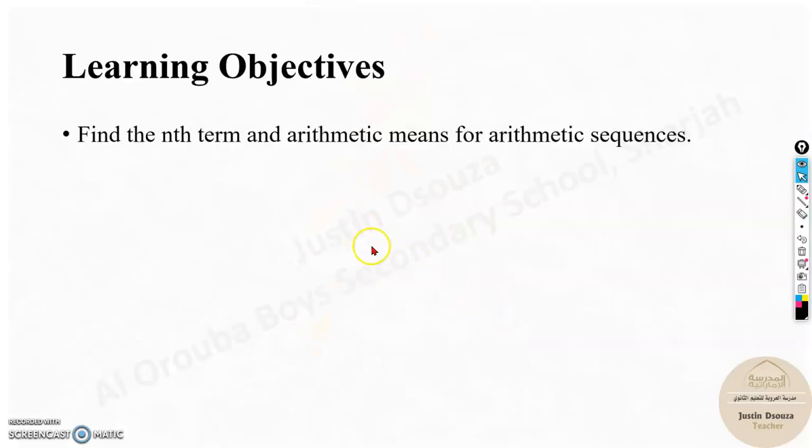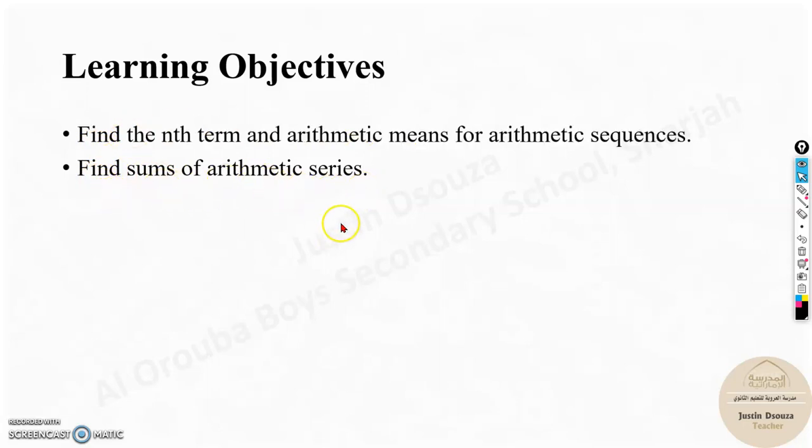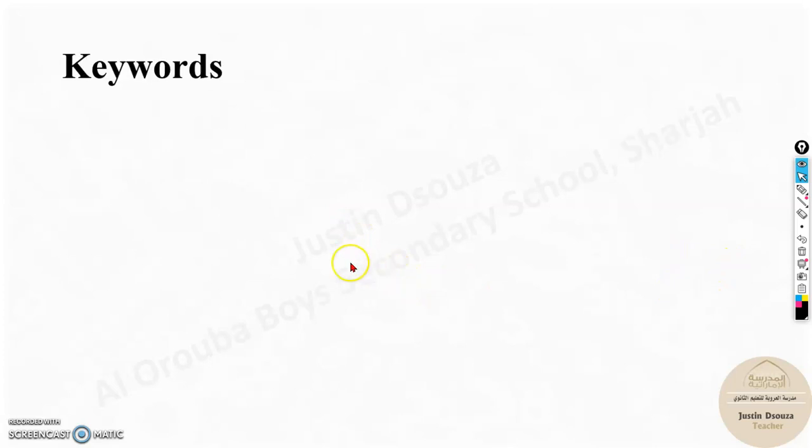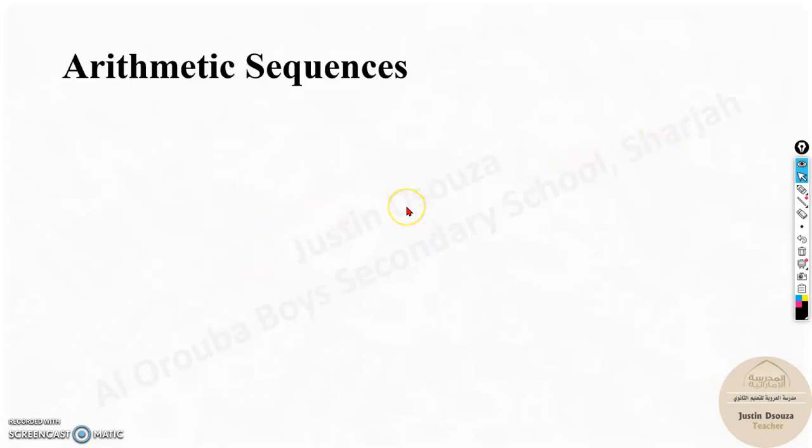Now, the learning objectives in this lesson are to find the nth term and arithmetic means for arithmetic sequences. Then we have to find the sums of arithmetic series. We will look into both of these in the coming sections. The keywords are arithmetic means, arithmetic series, partial sum, sigma notation. Some of these are repeated. We have just done this in the previous lesson, but some of these may be new. We will look at them one by one in the coming sections.